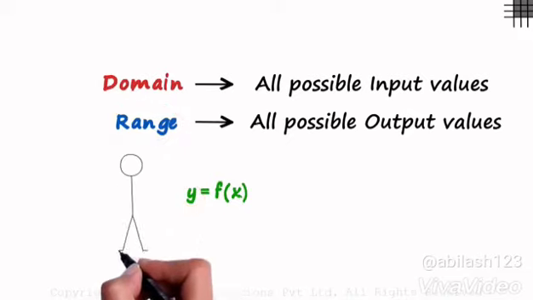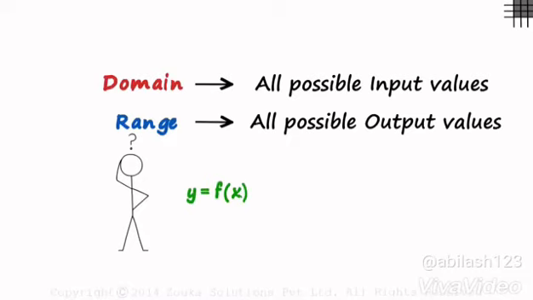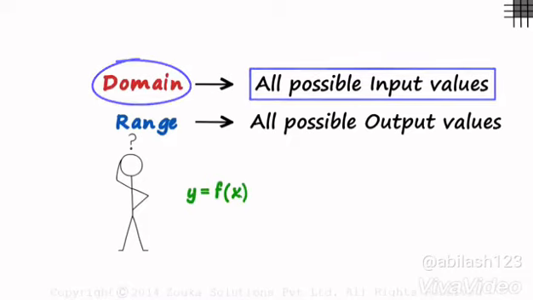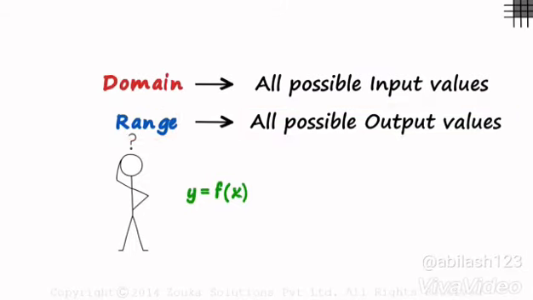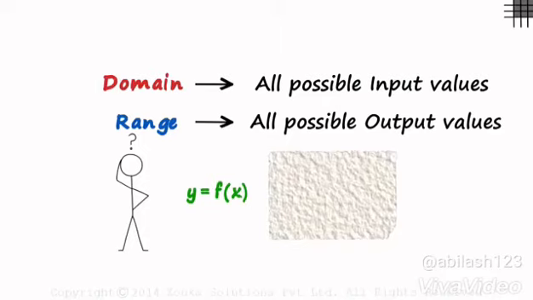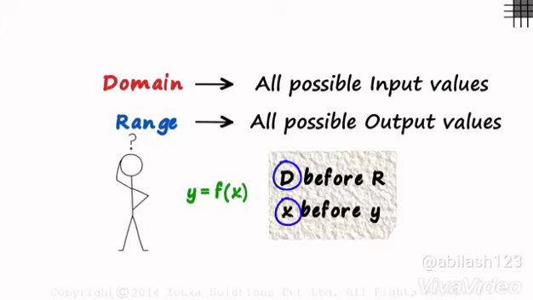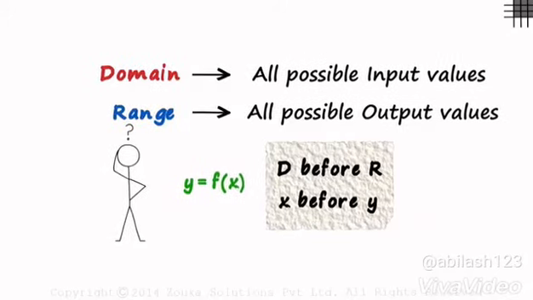Is there any good way to remember this? How do we remember that the domain is all possible input values and the range is all possible output values? Maybe something like d comes before r and x comes before y. Domain is x and the range is y. Okay, nice. Shall we try out a few examples now?